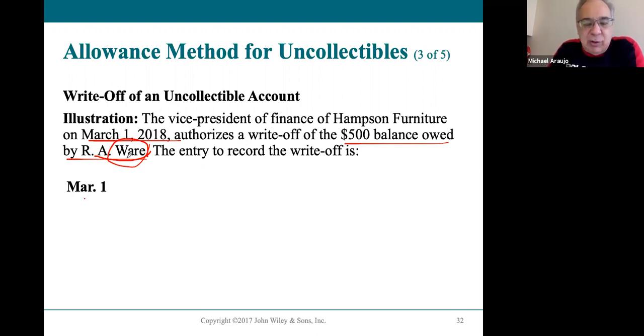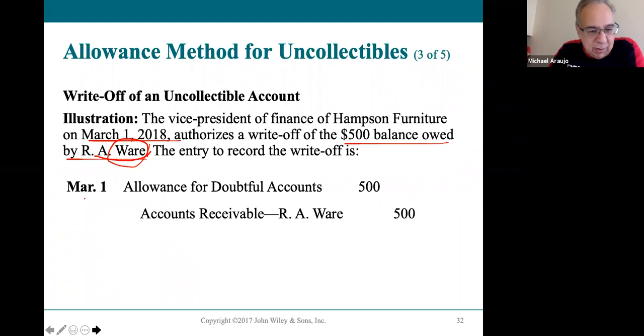So now they can actually write his account off according to the allowance method, which means they're going to take the money from the allowance account and use that money to close Ware's receivable on the books. So now they're not waiting for $500 from Ware in their receivables. They're looking for all the other folks that owe them money, but not R.A. Ware, because they've identified him as a schmuck who's not going to pay.